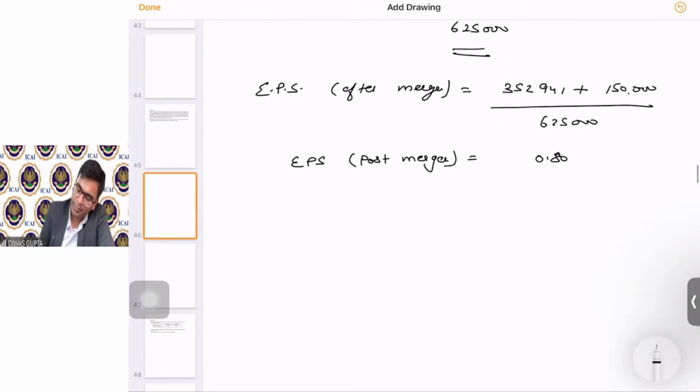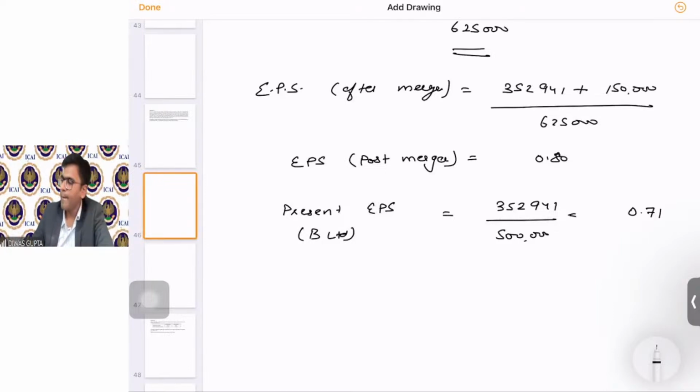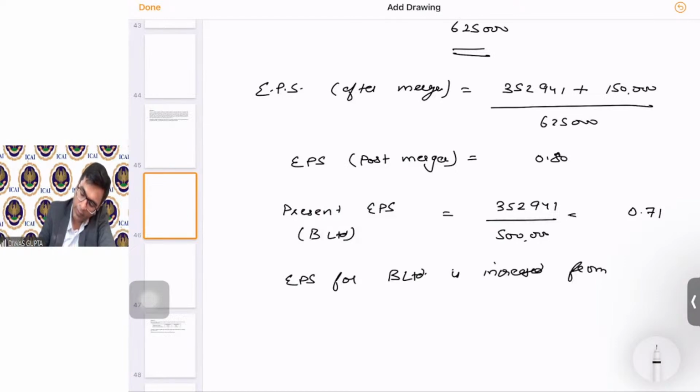Okay. And present EPS for B Limited was 352,941 divided by 5 lakh shares, which is equal to 0.71. So EPS for B Limited is increased from 0.71 to 0.80.